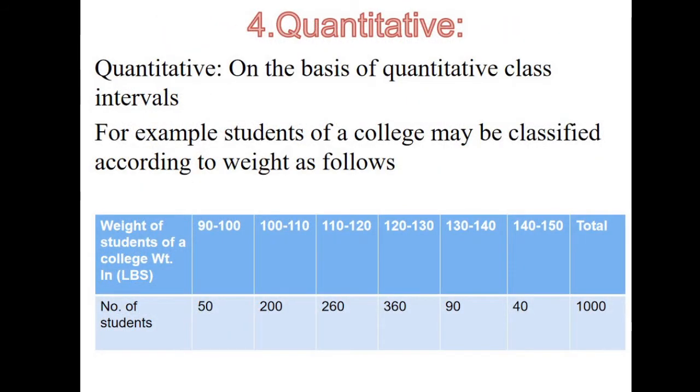So, what is quantitative classification? Quantitative is on the basis of quantitative class intervals. That means according to some quantity, weights, heights. Here the example given is a college students' weights.